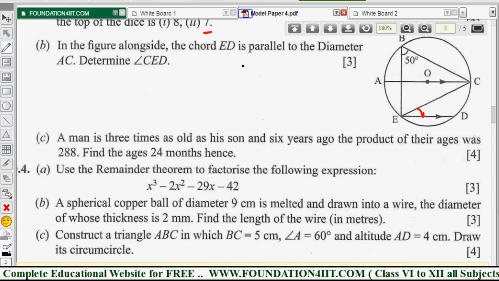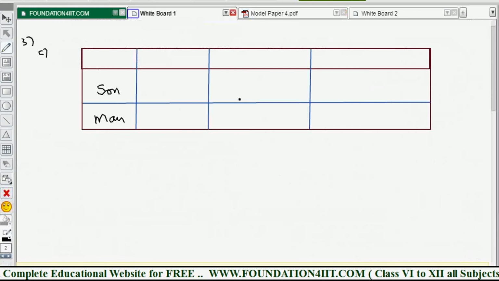Okay, now see the question. Question wise you can make. A man is 3 times as old as his son, and 6 years ago the product of their ages is 288. So present only will take x. So let present age of the son be x years. This is the present. So if it is the present, the man is 3 times, that means 3x years.